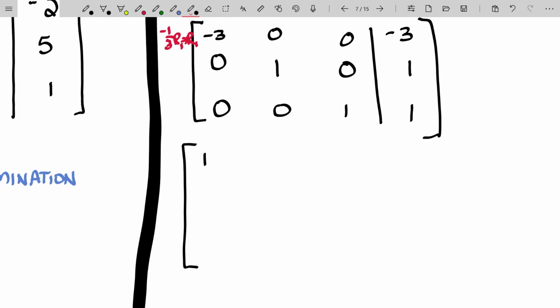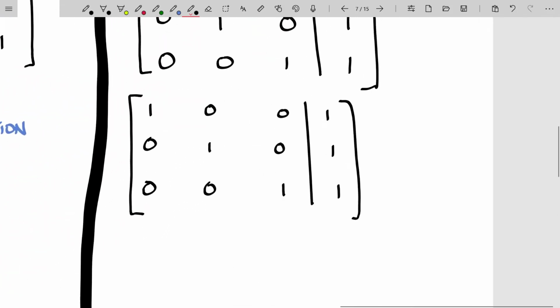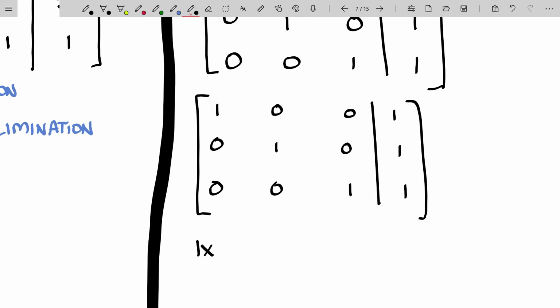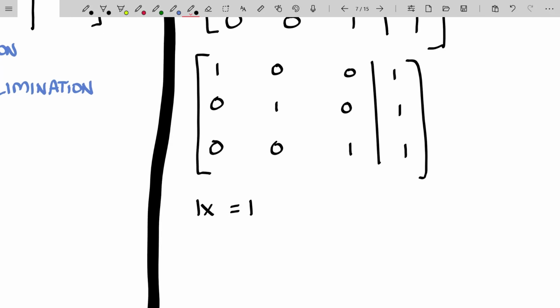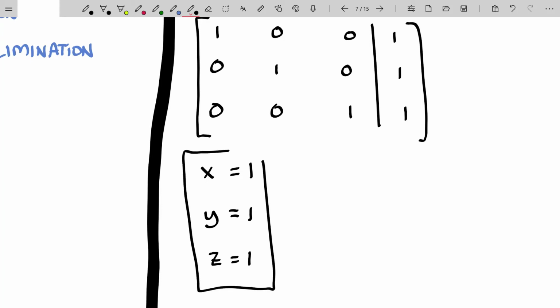-1/3 times -3 is 1. Anything times 0 is 0. And -1/3 times the -3 is again 1. And we get the form we desired the entire time. This tells us that 1x plus 0y plus 0z is equal to 1. 0x plus 1y plus 0z is equal to 1. And 0x plus 0y plus 1z is equal to 1. Or in other words, x equals 1, y equals 1, z equals 1. That is the solution to this system.